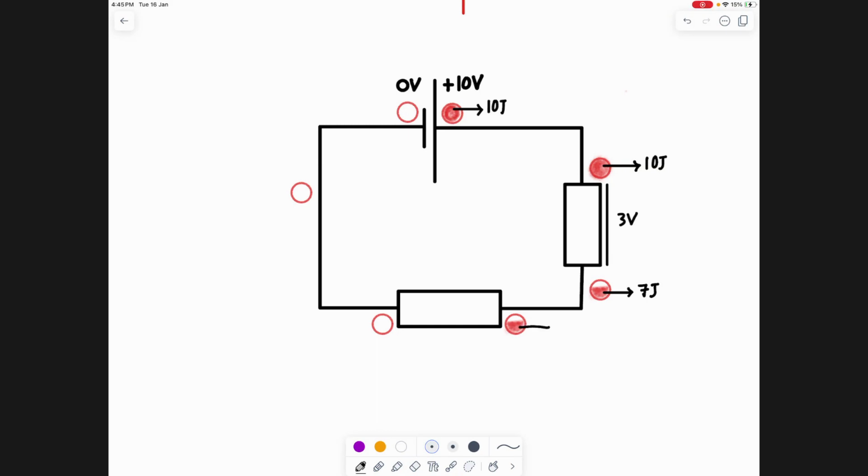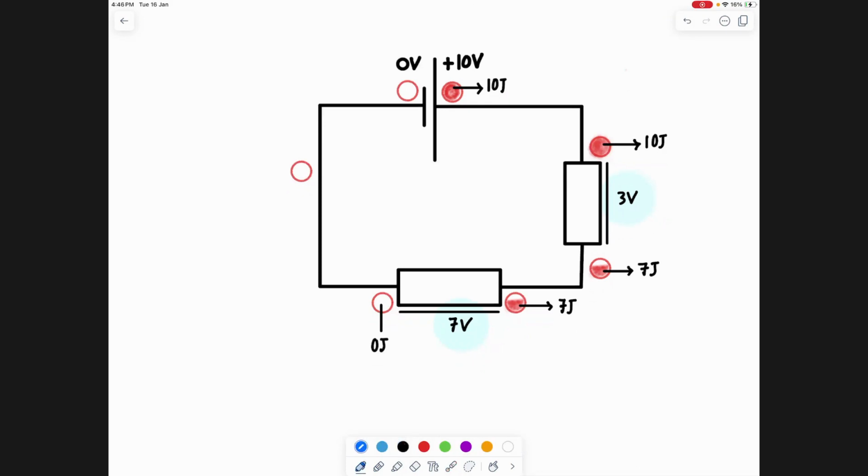Just look. How much will it be at this point? 7 joules. And it uses all of them up here. So what's the value here? 0 joules. So what is the voltage used up across that? 7 volts. And what is the total amount of energy that was taken in? And what's the total amount of energy that's given out? So how much was the energy it started off with? 10. And how much is the energy that it gives off? 10, right?